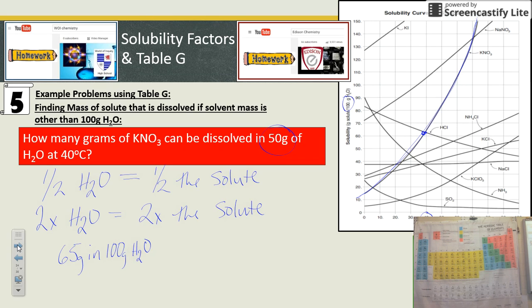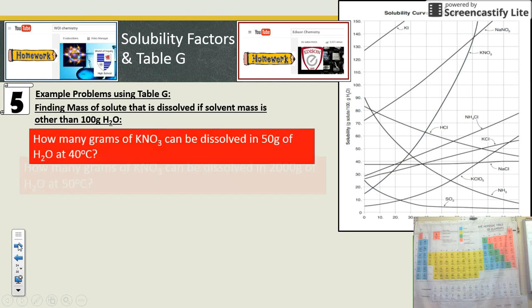But we don't have 100 grams of water. We've got 50, and 50 is 1/2 of 100. So I'm going to divide both of these by 2. 65 over 2 is 32.5 in 50 grams H2O now. So your second step after you read your value is to divide so that you get into the right solvent amount.